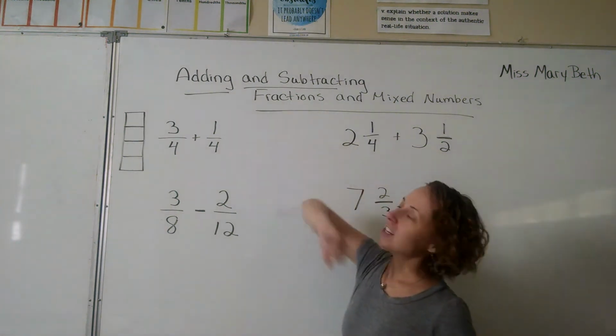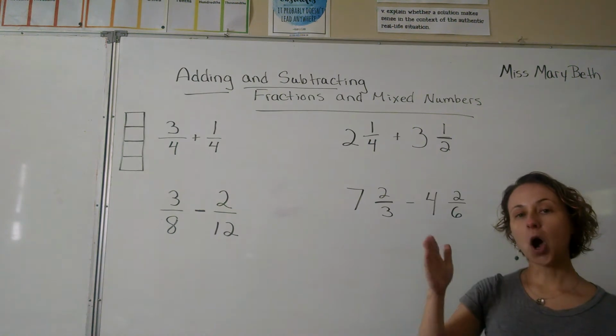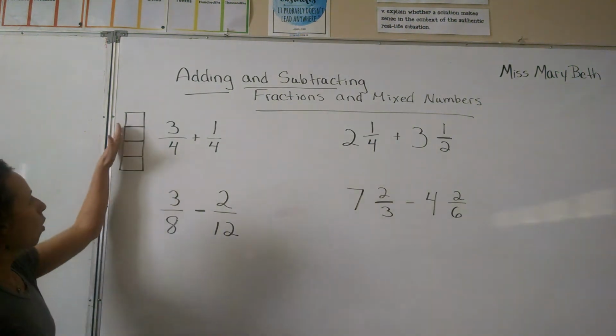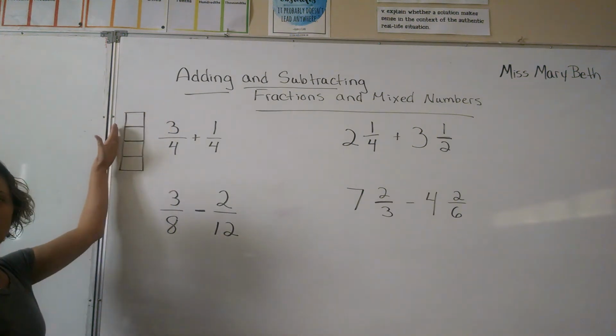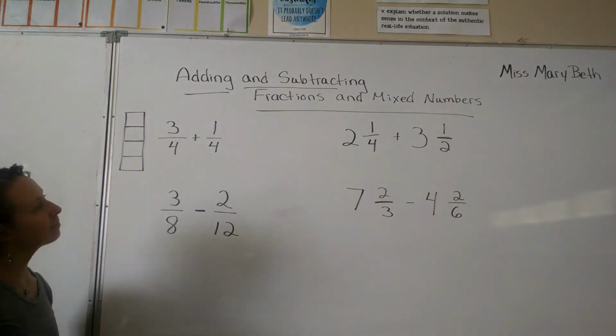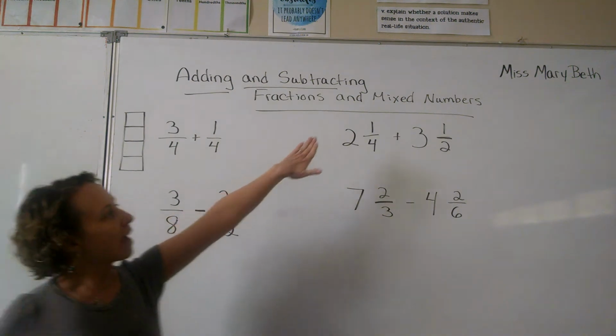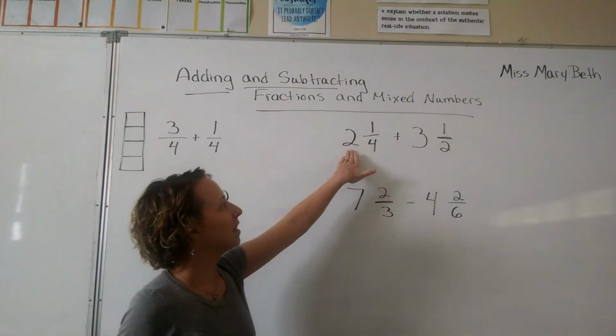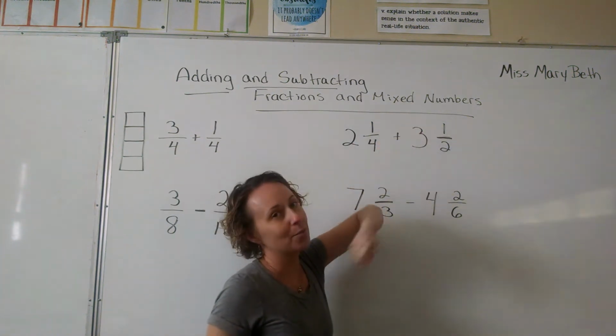Let's define some terms. Fractions. Fractions are when you have a part of a whole. So over here, I've drawn a whole sort of candy bar. We're going to color in a fractional part of it today, a piece of it. And mixed numbers are when you have a whole number and a fraction. These are both examples of mixed numbers.